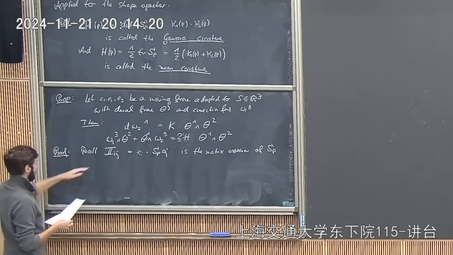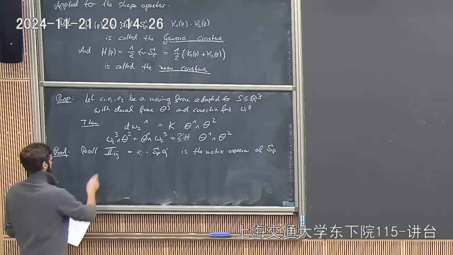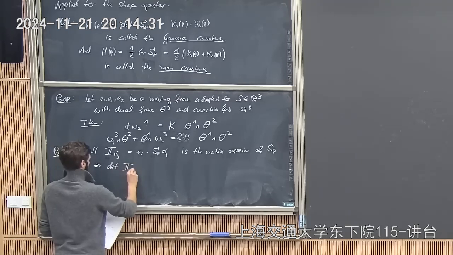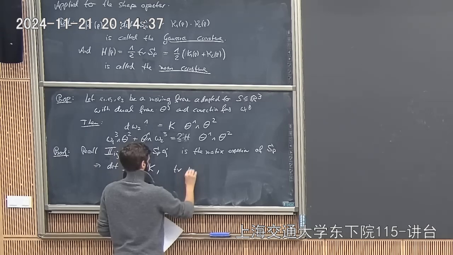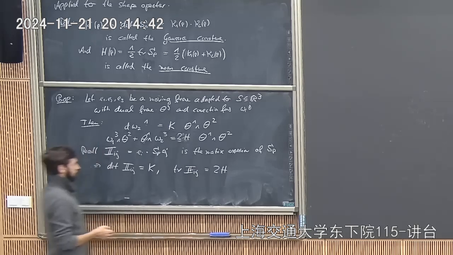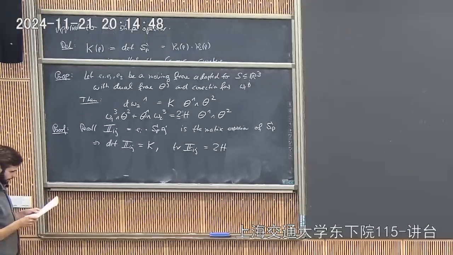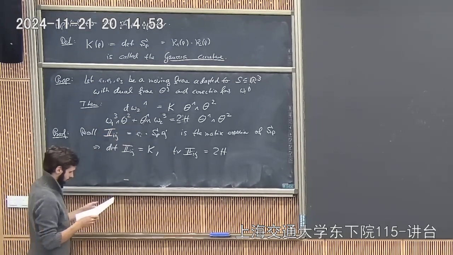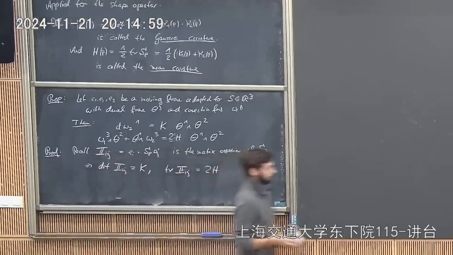So the determinant of that expression gives us the Gaussian curvature, equal to K, and the trace of that matrix gives us our mean curvature with a factor of 2. Okay. So now let's start calculating this expression here and see what happens. Maybe I do that on a different blackboard.